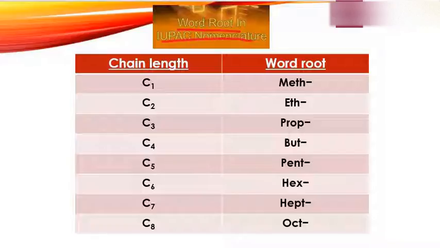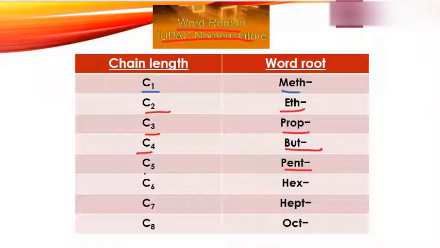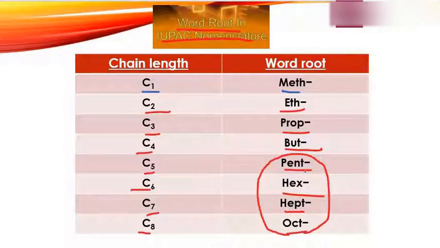So starting with the word root in IUPAC name. Meth is used for 1 carbon, eth for 2 carbons, prop for 3 carbons, but for 4 carbons, pent for 5 carbons, hex for 6, hept for 7, oct for 8. From pent to oct you must have heard in maths: pentagon, hexagon, heptagon and octagon.